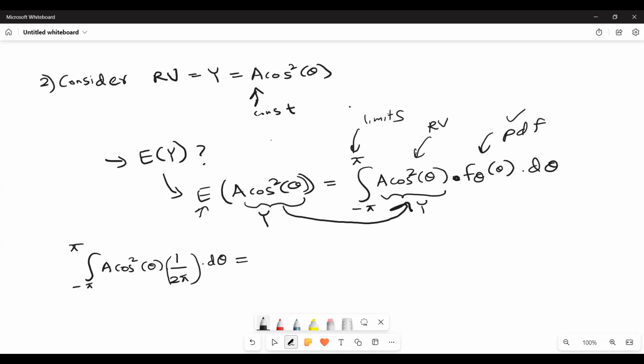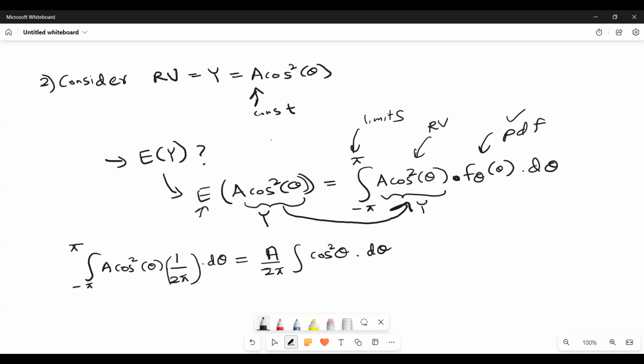And then I will take the constant values out, which will be 1 over 2 pi. I will take the a also out, since a is a constant value. I'm left alone with the cos squared theta, and then I'm left alone with the d theta.